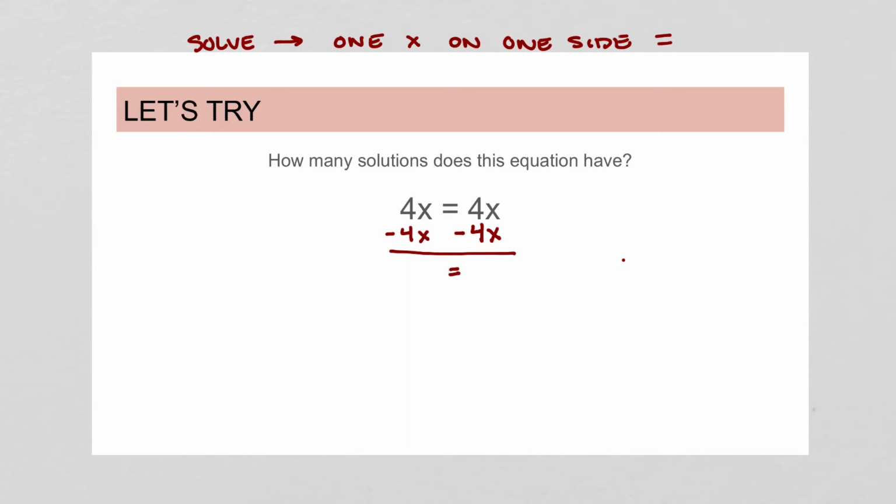Okay, so on the left side I've got a positive 4x and a negative 4x. Well, that leaves me with 0 x's, right? So I've just got 0 there. On the right side I've got a positive 4x and a negative 4x. Well, again, that just leaves me with 0. Okay, so did I do my job? Did I get one copy of x on one side? Is it possible to get just one copy of x on one side and not have any other x's left in the equation?